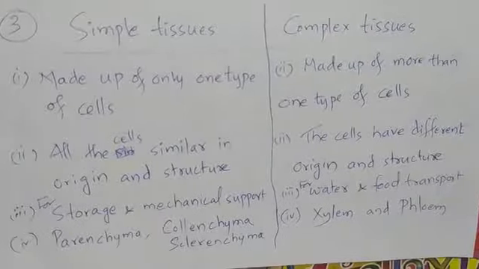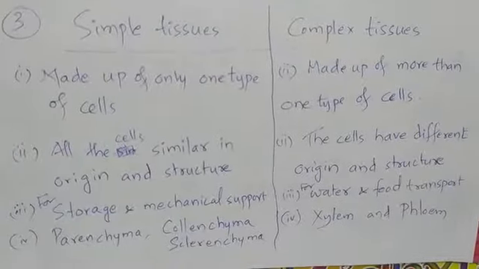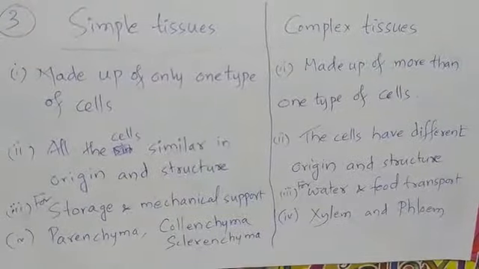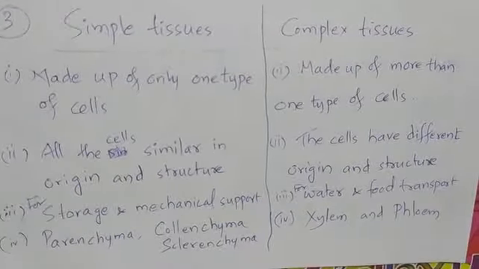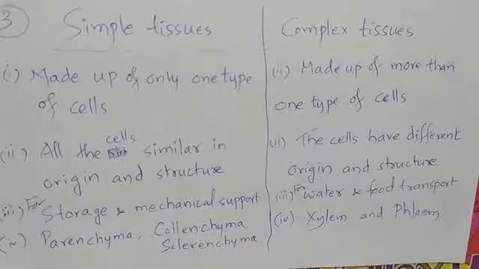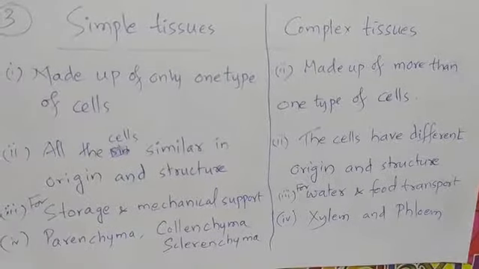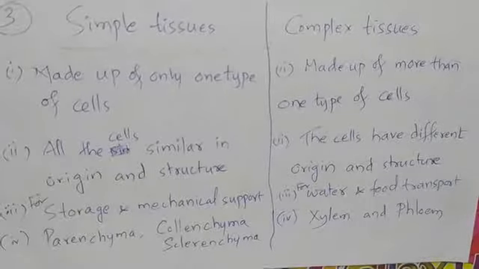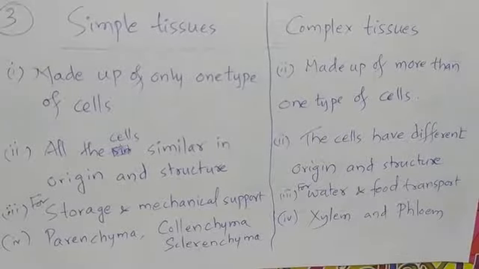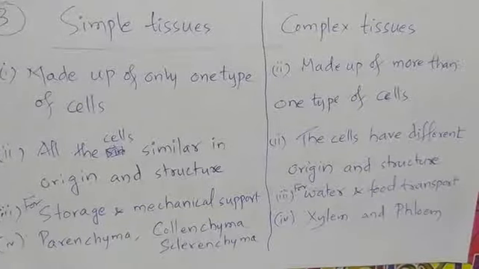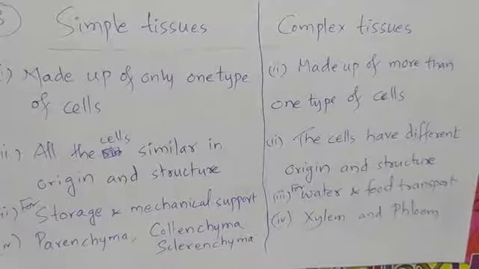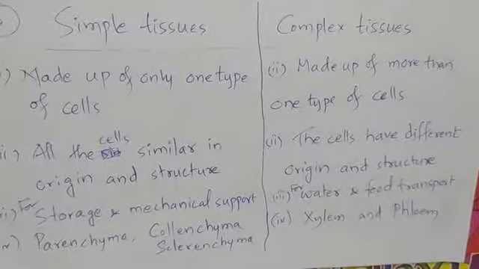And simple tissues are mainly utilized for storage and mechanical support, whereas complex tissues are mainly utilized for water and food transport. Examples for simple tissues are parenchyma, collenchyma, sclerenchyma. And examples for complex tissues are xylem and phloem.